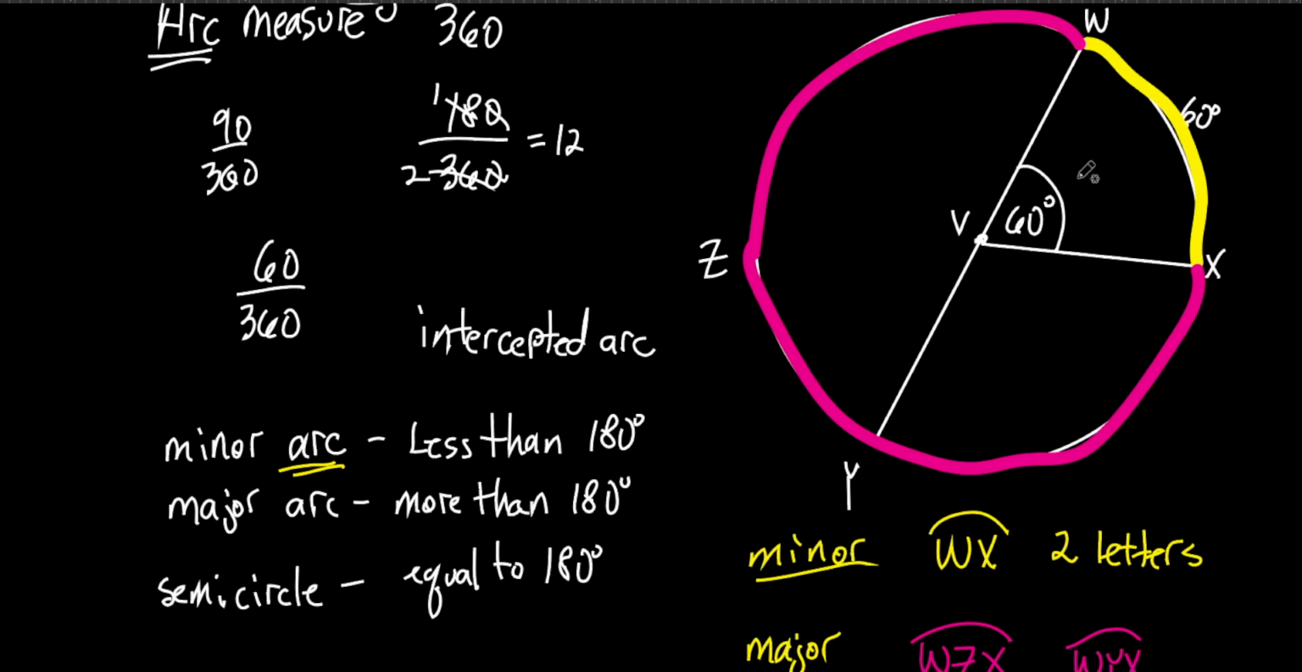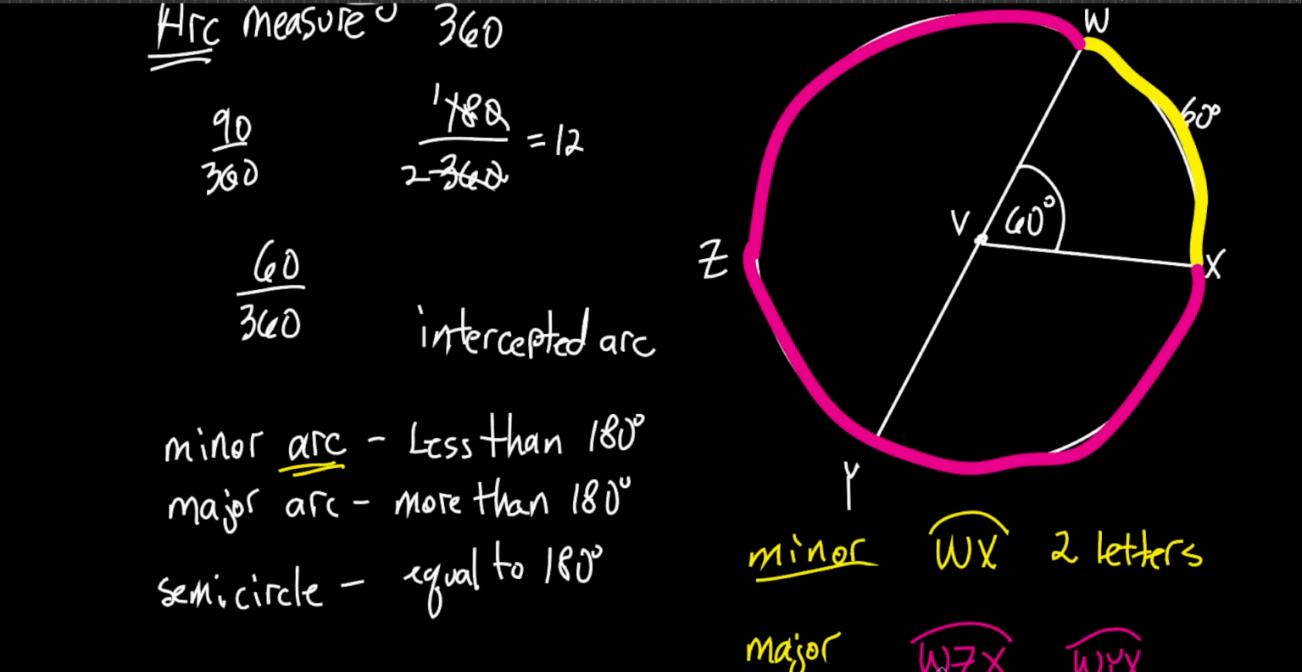You with me on this? Okay, this is just how to name the arc, how to locate it, because if they say arc WZX, how do you know which arc they're talking about? Well, you start at W, you go through Z, right? And you end up where? At X. Does that make sense?